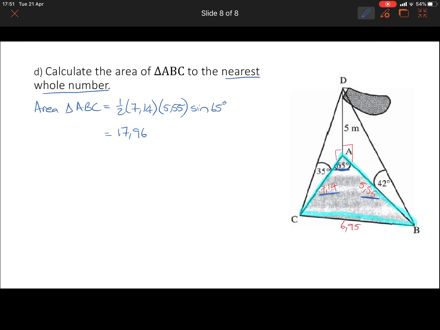Make sure you answer the question. They said to the nearest whole number, so that gives us 18 meters squared.